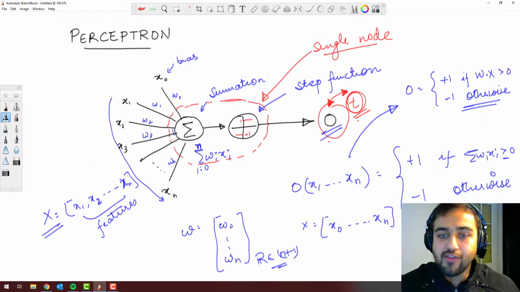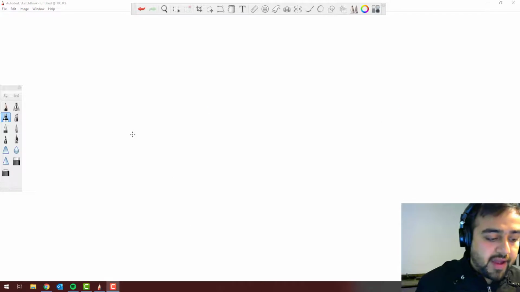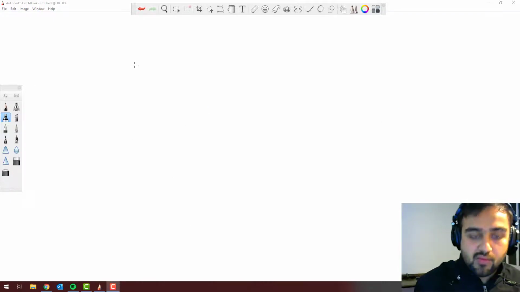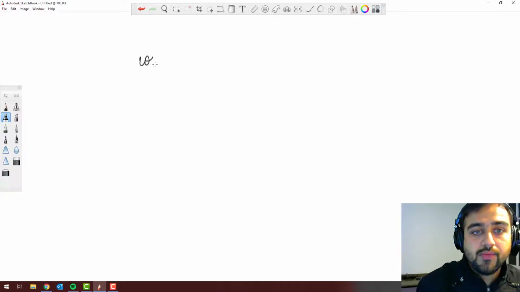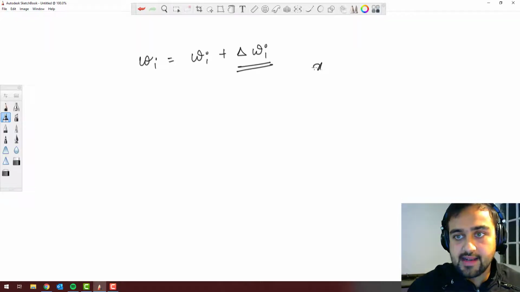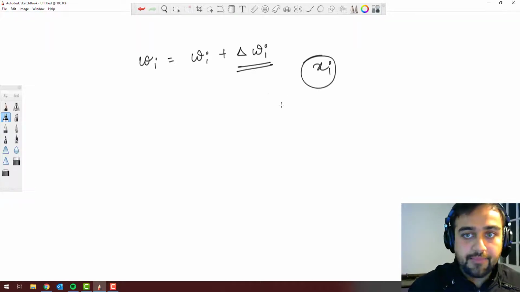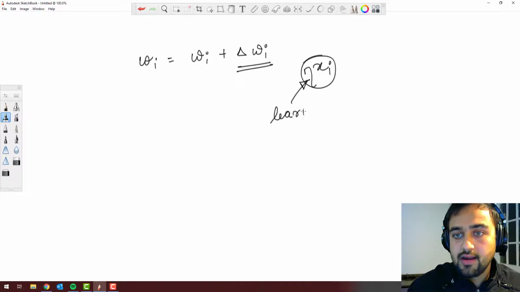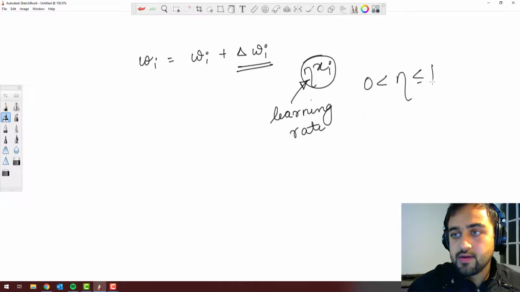It's an iterative weight update. So what do I mean by iterative weight update? For each wi, we update that wi with a certain delta wi, which is calculated using the feature that is presented, that is a particular feature xi, multiplied with a learning rate. This eta is called the learning rate, and it ranges between 0 and 1.